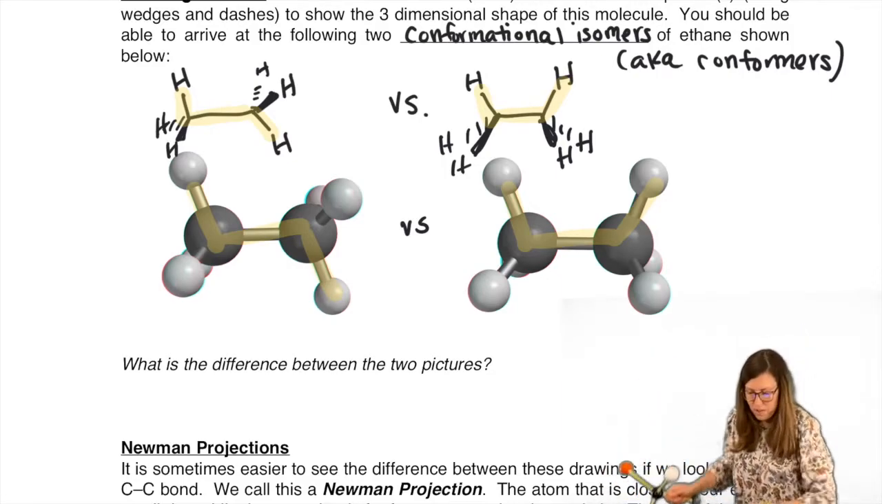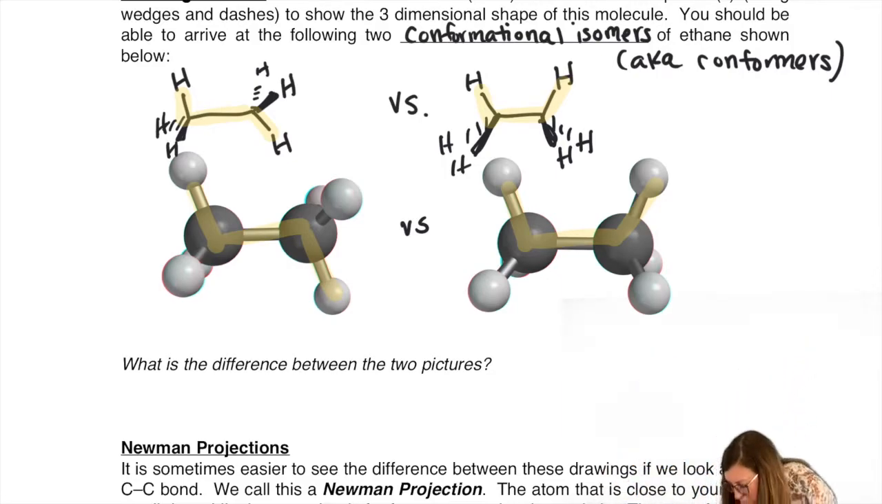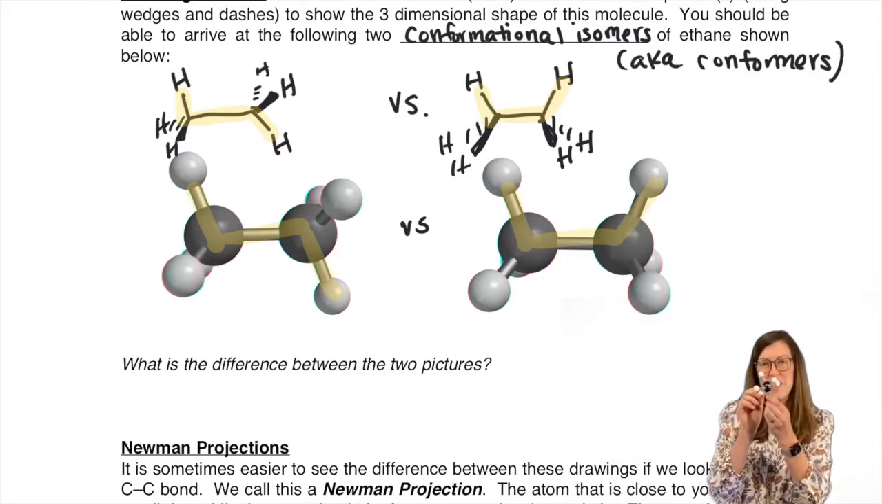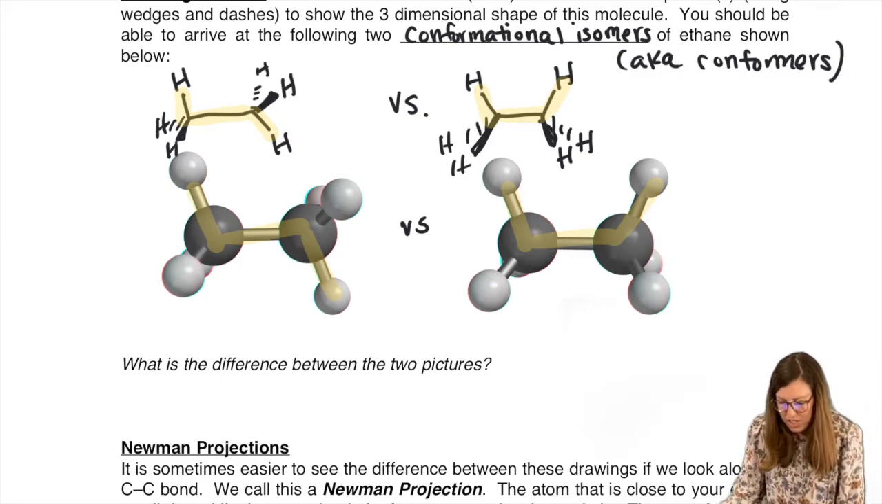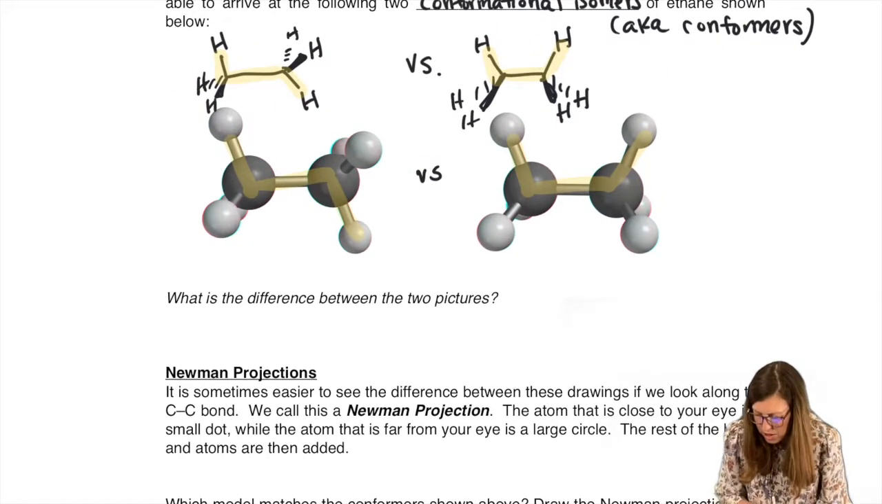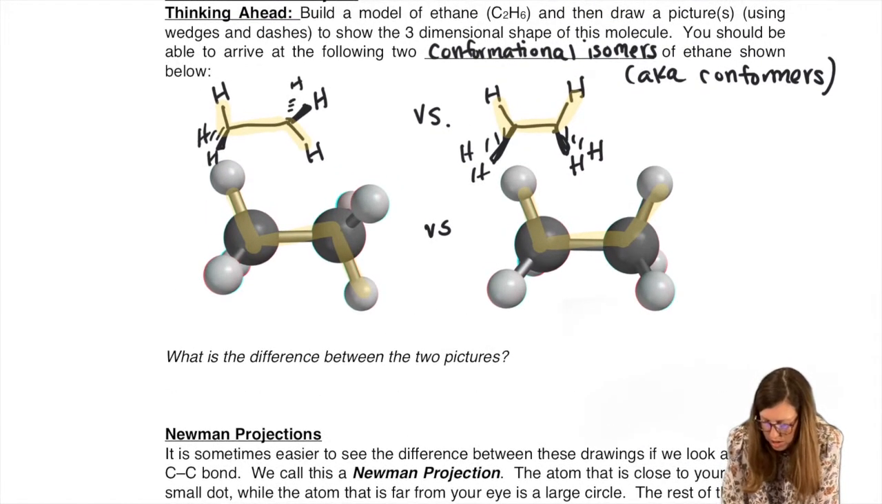Ethane's a good one to start with because it's simple. They have no energy difference between eclipsed and staggered. Because they're all H's, our only two options are eclipsed versus staggered. So which one's which? What we're going to do is use our eye to look down there.